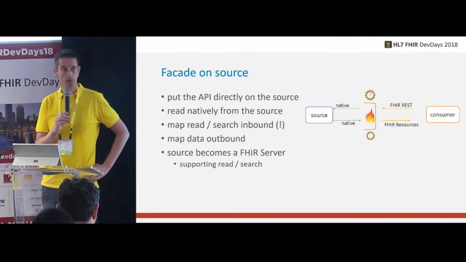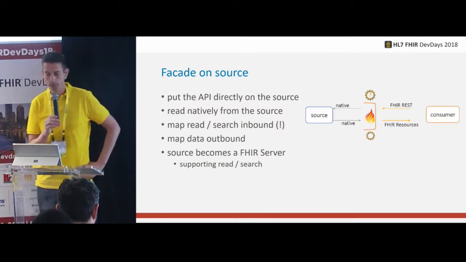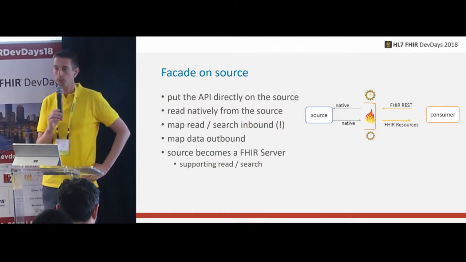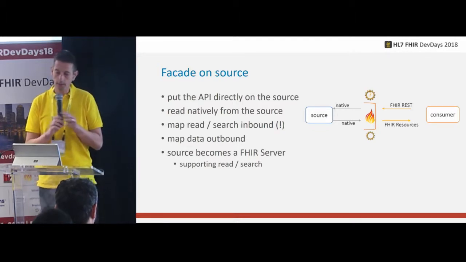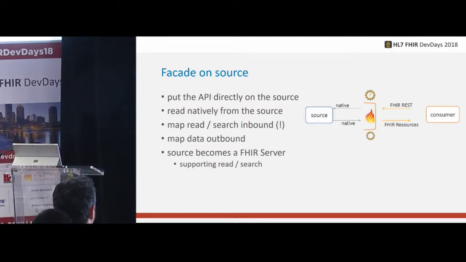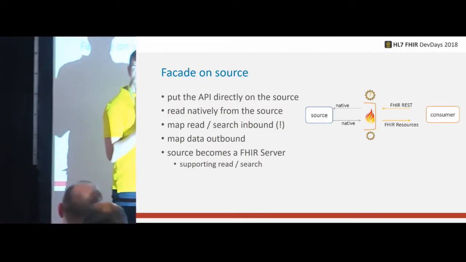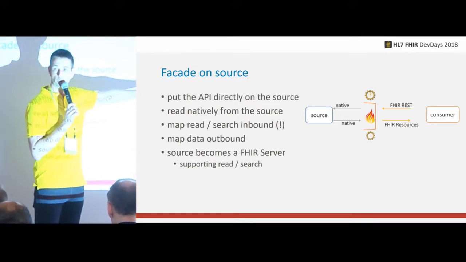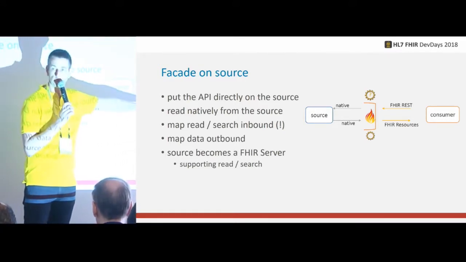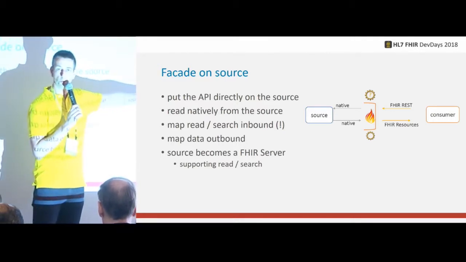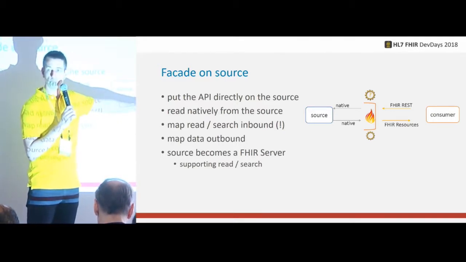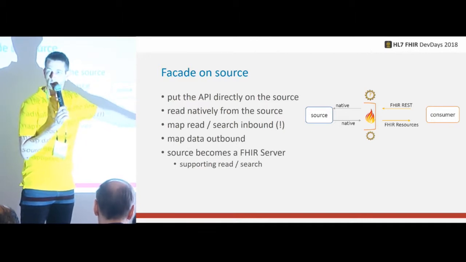The first is the facade on the source. So you put the API directly on the source, which means that here, this is native. So if there's a SQL database here, this will be SQL queries, and this will be a data set. If there's another web API here, this will be URIs, and this will be JSON, XML, or whatever you return.